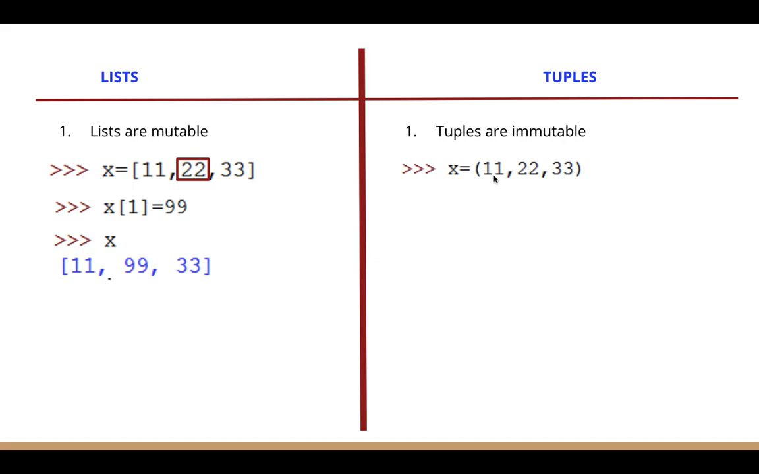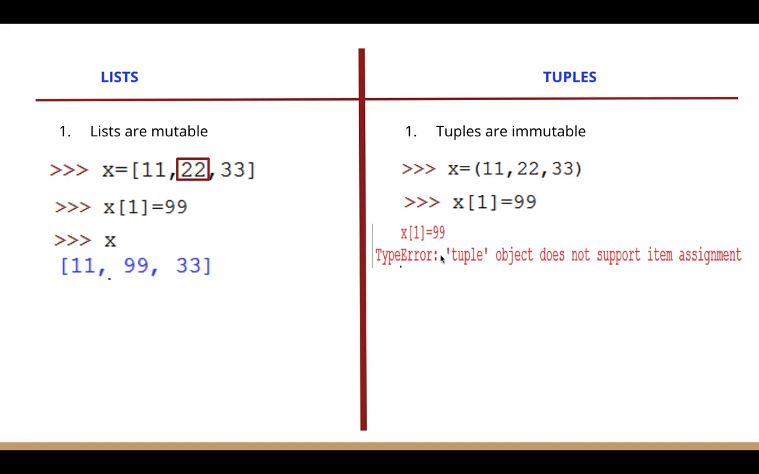On the other hand, if I try to do the same thing to a tuple, if I want to change this 22 to 99, then it will give me an error which says tuple object does not support item assignment. As we have already seen from the above example, list is denoted by this third bracket. On the other hand, tuple is denoted by this first bracket.